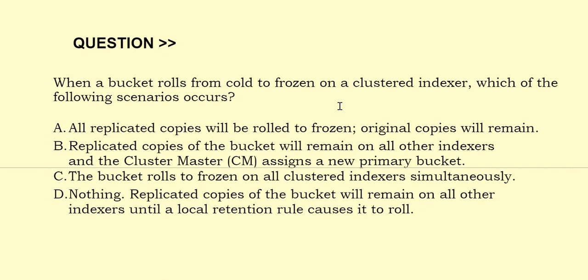Option D. Nothing. Replicated copies of the bucket will remain on all other indexers until a local retention rule causes it to roll. The correct answer is option B.